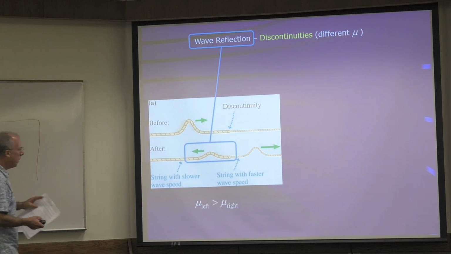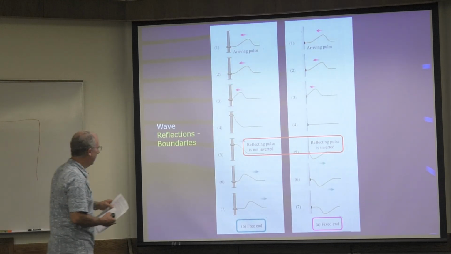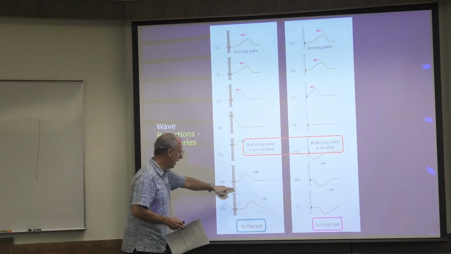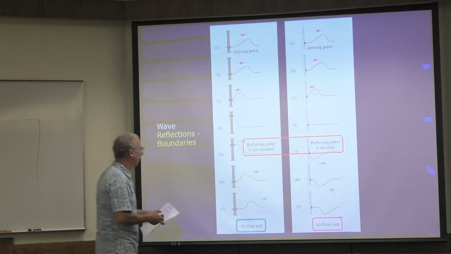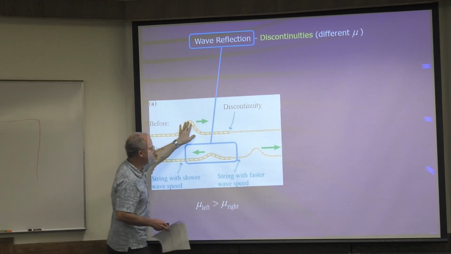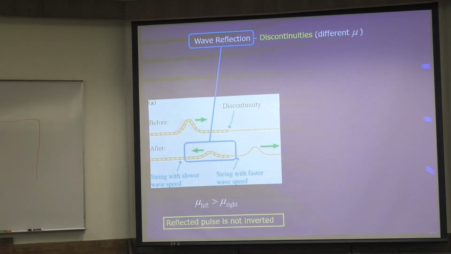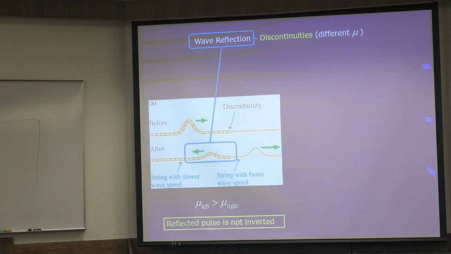Now, what is that like? There's no inversion, so that's kind of like having a rope with a free end. So if mu left is greater than mu right, there's no inversion. The reflected pulse is not inverted.